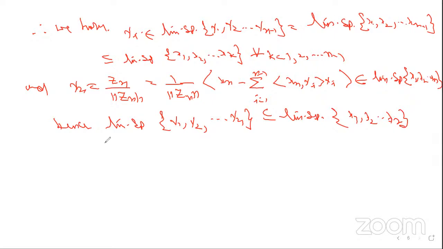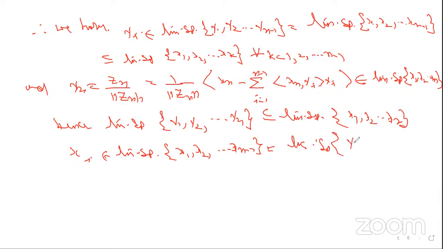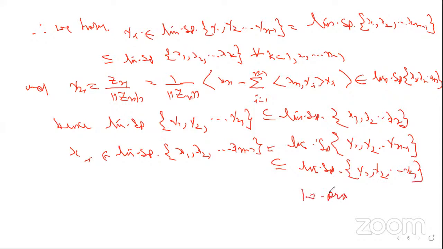On the other hand, xi belongs to the linear span of x1, x2, etc., xn minus 1, which equals the linear span of y1, y2, etc., yn minus 1, and this is a subset of or equal to the linear span of y1, y2, etc., yn. Hence this completes the theorem.